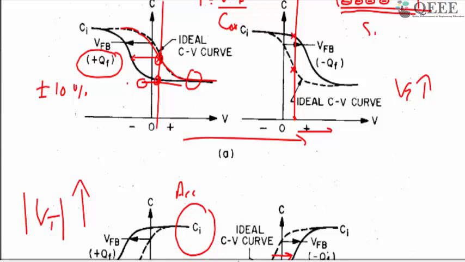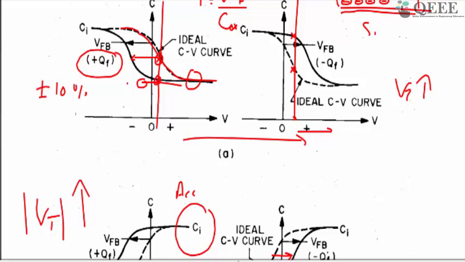There is a question: how does temperature affect accumulation, inversion, and flat band capacitance? That's a good question. When you vary the temperature, the accumulation capacitance doesn't change as much, but it may affect your inversion capacitance or depletion capacitance. For inversion, if you increase the temperature, you are increasing the thermal generation rate. That means you are making it easier for the electrons to generate.